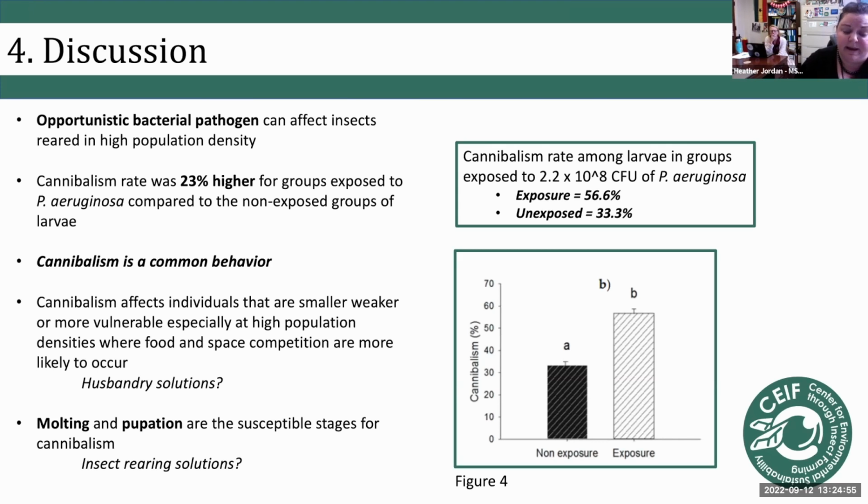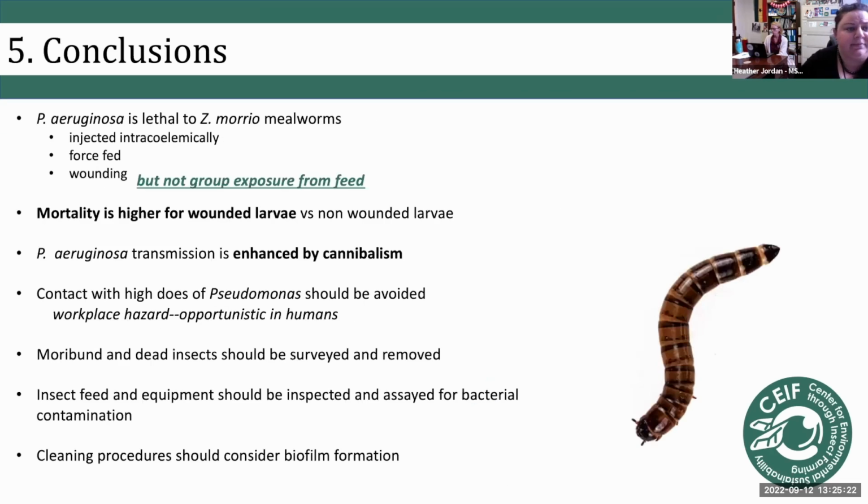Cannibalism is reported to be a common behavior in mealworms by the authors, and cannibalism affects individuals that are smaller, weaker, more vulnerable, especially at high population densities where food and space competition are more likely to occur. Potential solutions for that could be different types of insect or animal husbandry. Molting and pupation are susceptible stages for cannibalism. And again, this could be an insect rearing solution.